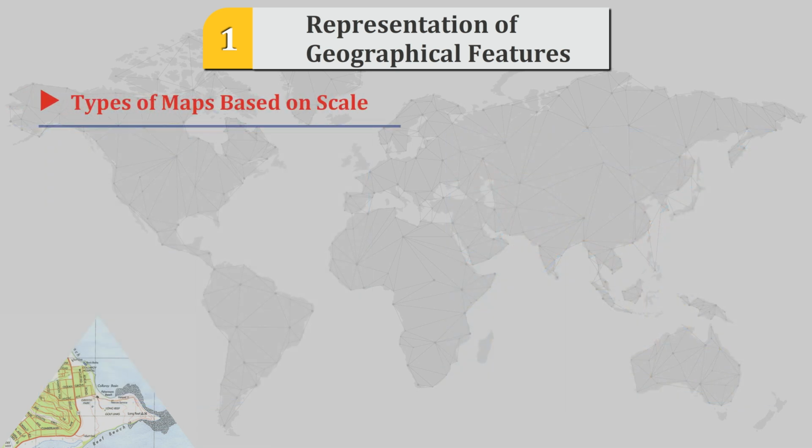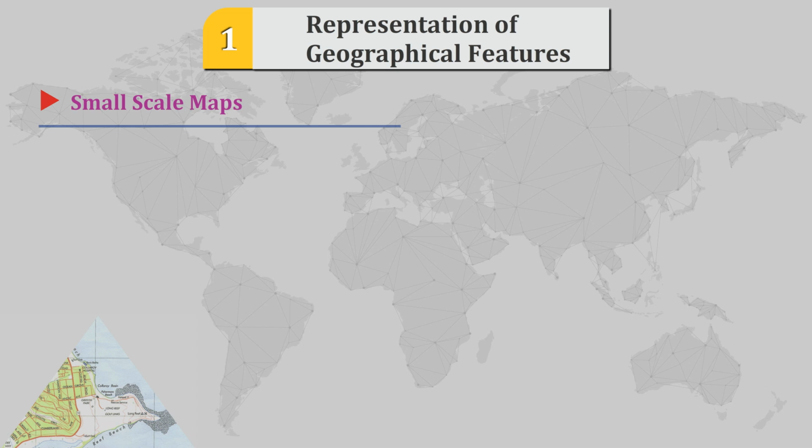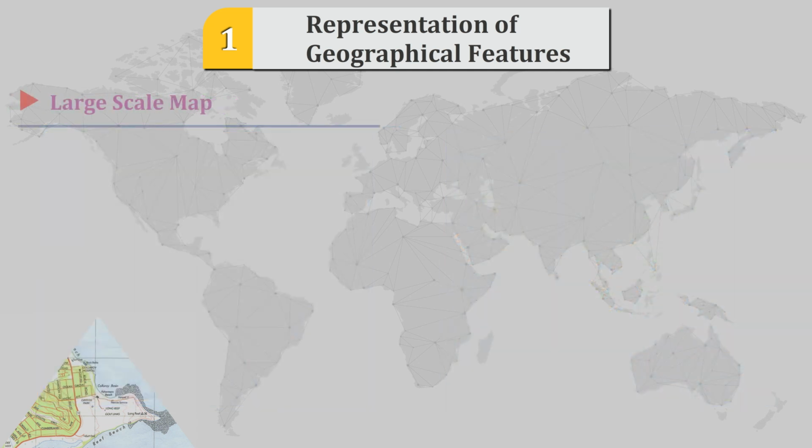Types of maps based on scale. There are two types of maps based on scale. They are small scale maps and large scale maps. Small scale maps. These maps show larger areas with lesser details. In a small scale map, the scale used is 1:7 crore 50 lakh. Wall maps and maps in Atlas are small scale maps. We get a general picture of the physical, economic, and climate conditions of different regions by small-scale maps.